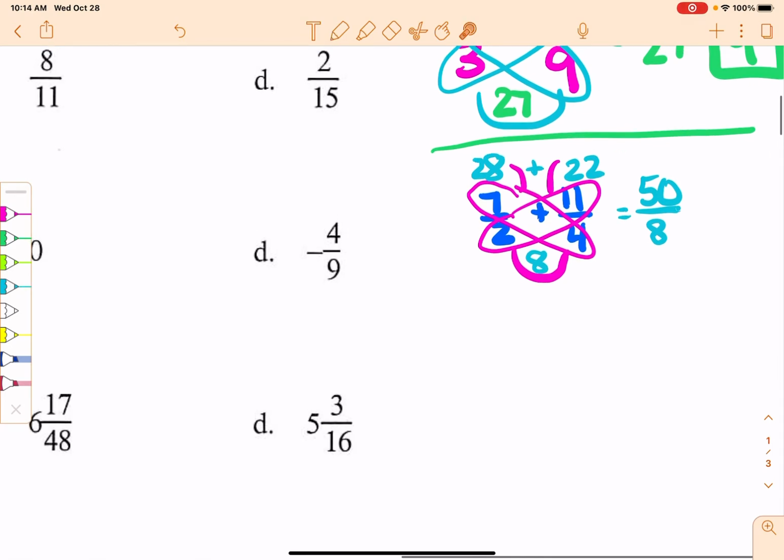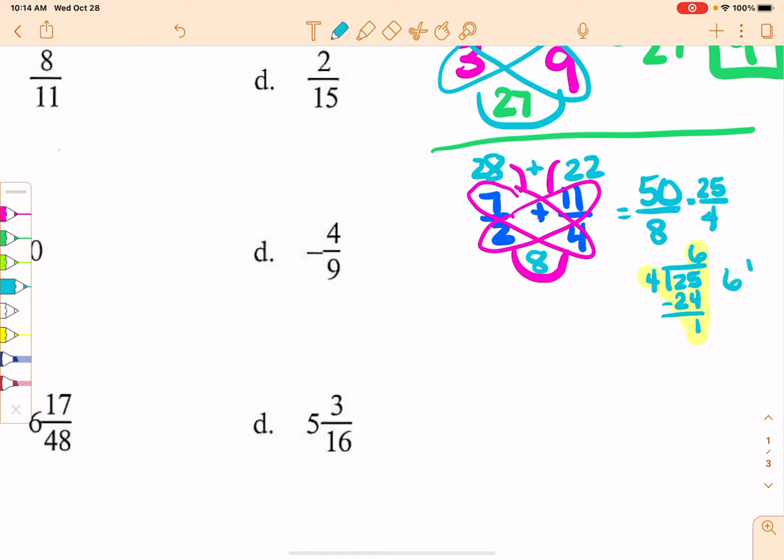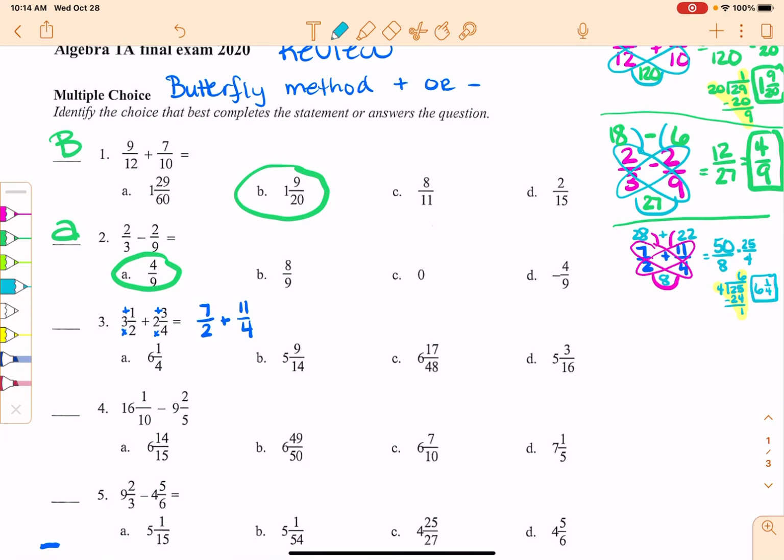So if I were to take this and put it into Desmos, it's going to reduce to 25 over 4. Because the number on top is larger than the number on the bottom, I have to divide it out. So that goes in there 6 times with 1 left over. So it's going to be 6 1/4. So if I go back and look, that's going to match A.